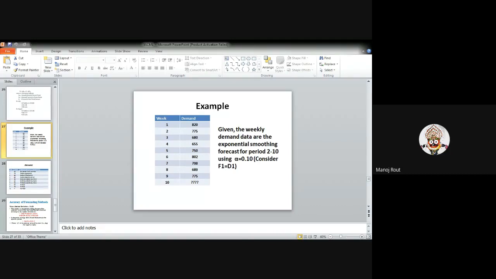What is the answer for F2? Those who are correct, those who are already done. Sir, 820. Good, 820. Next one. I just dropped the answer in your Dropbox. F2 equals 820, and calculate F3.